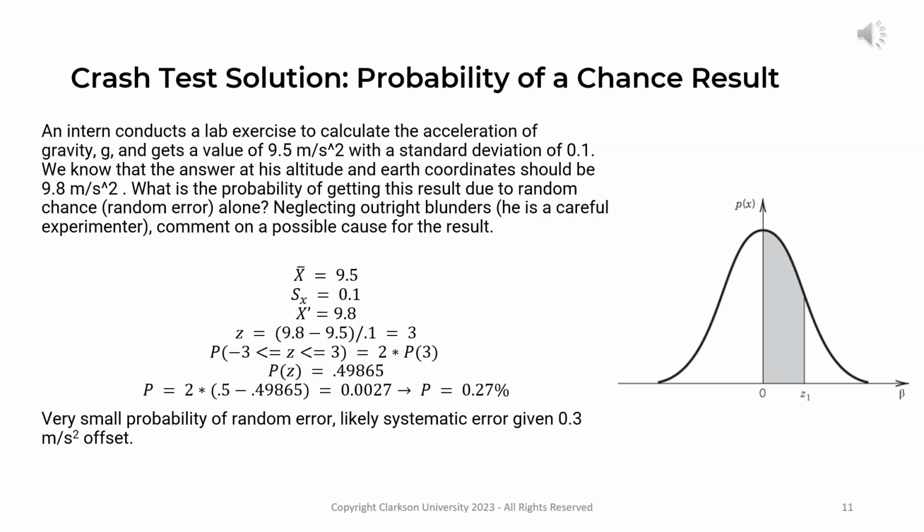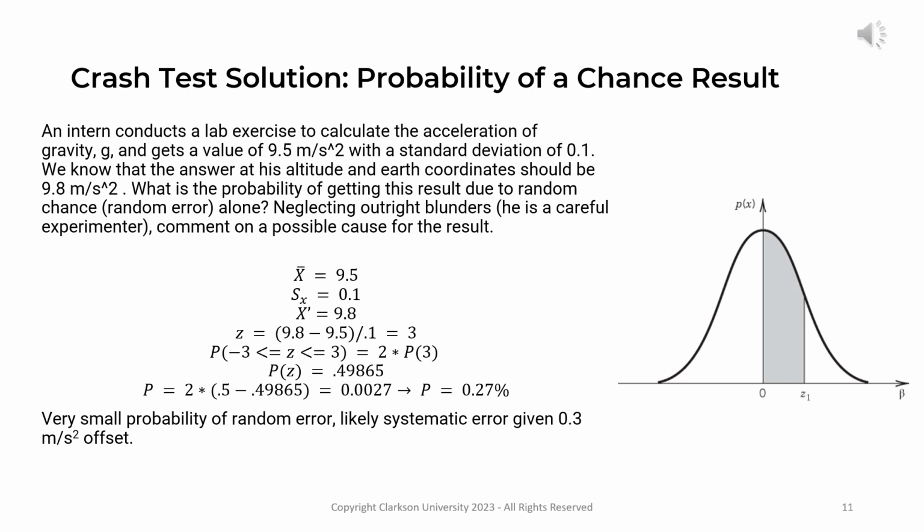In this problem, we have experimental data that was surely to come from a sample. So we have a sample mean of 9.5 meters per second squared, plus or minus a sample standard deviation of 0.1. But we know the true mean value is 9.8. So for this, we compute a z value as 9.8 minus 9.5 over 0.1, or 3.